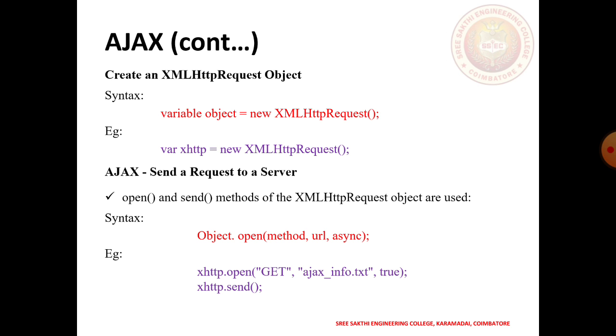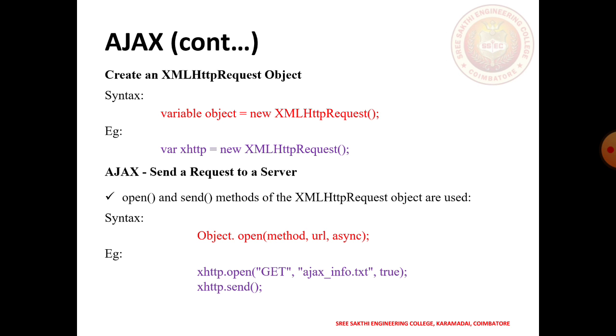Next, how is the XMLHttpRequest object created? Ajax communicates with the web server with the help of the XMLHttpRequest object. Here the XMLHttpRequest function is used to create the object. The syntax is: variable object equals new XMLHttpRequest. Here the object will be xhttp.